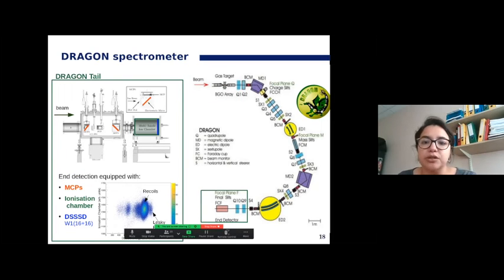The fraction of the recoils is selected with the spectrometer and transported up to the tail of DRAGON. It consists of a set of 2 microchannel plates for local time of flight. Unfortunately, during our experiments, only one was available. After, the recoils enter an ionization chamber with a double-sided silicon strip detector inside. This hybrid chamber measures the energy of the recoils and gives a means for particle identification in order to distinguish the recoils from any leaky beam.